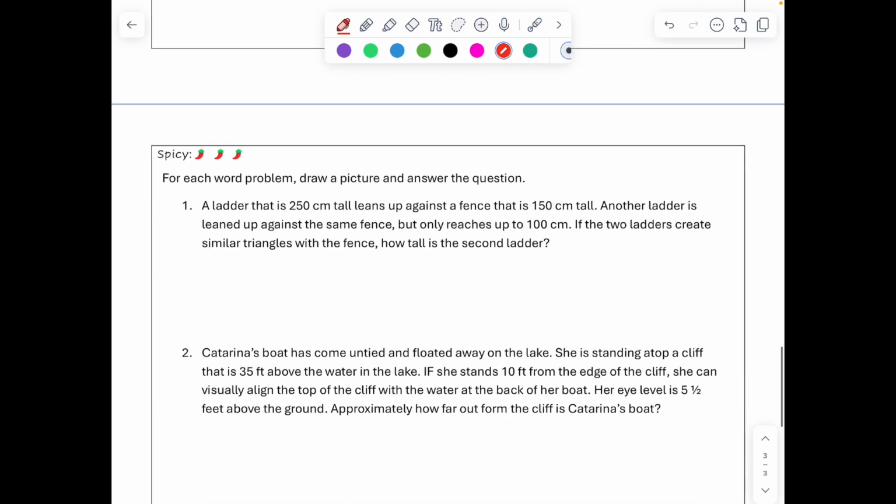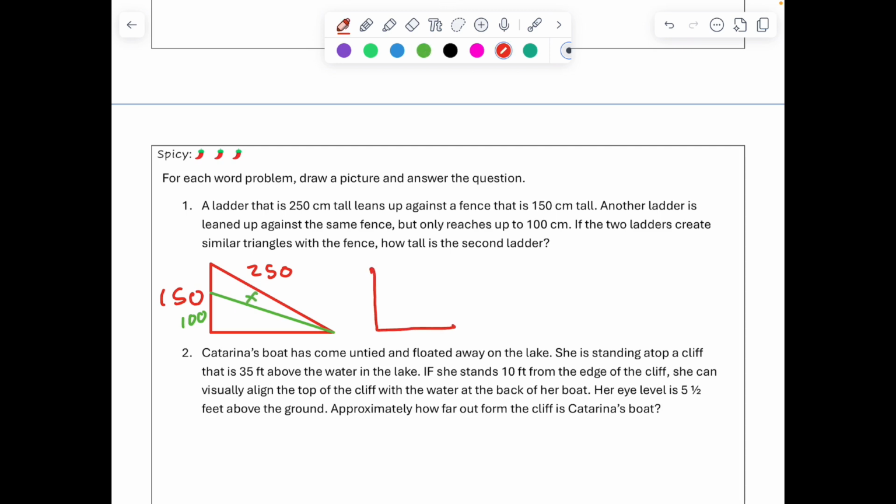And then let's go on and just do one spicy together. Another ladder problem. A ladder that is 250 centimeters tall leans against a fence. So there's our 250 ladder. Leaning up against that is 150 centimeters tall. Another ladder is leaned up against the same fence, but it only reaches up 100. And we want to know how tall that ladder is.